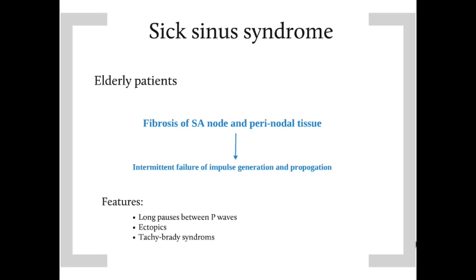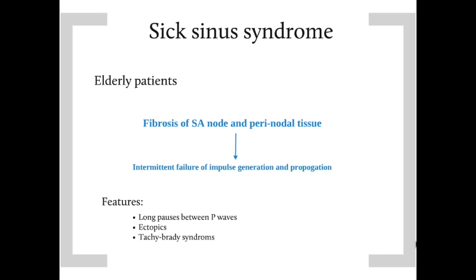Okay? And this is all you'll ever need to know about sick sinus syndrome until you're sitting your MRCP. Basically, it happens in elderly patients, and that goes along with the pathophysiology. As you get older, one of the main changes in the heart is fibrosis. You can get fibrosis of the sinoatrial node, which is, of course, the impulse generator of the heart, and the tissue surrounding that, which is responsible for transmitting that around the atria. And that leads to intermittent failure of impulse generation and propagation.